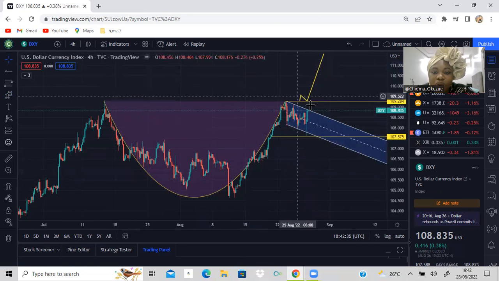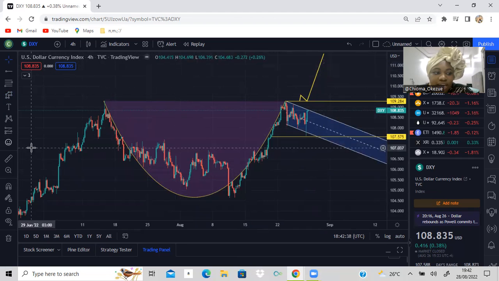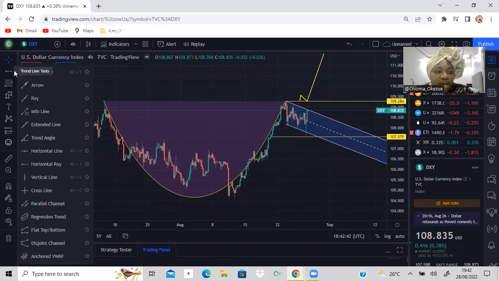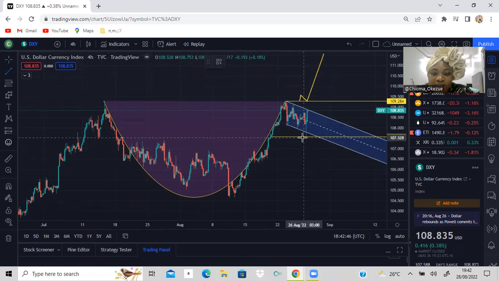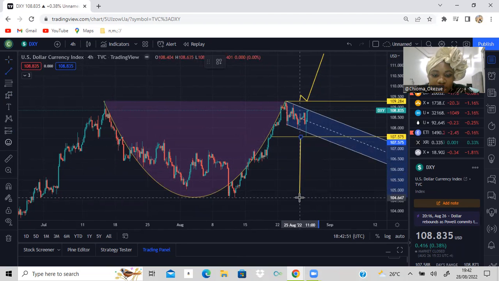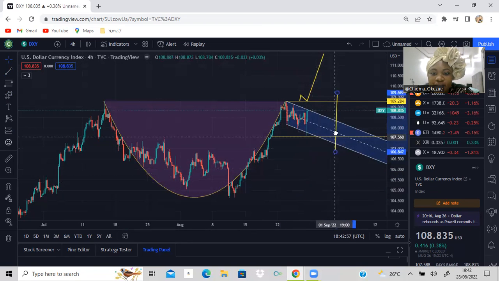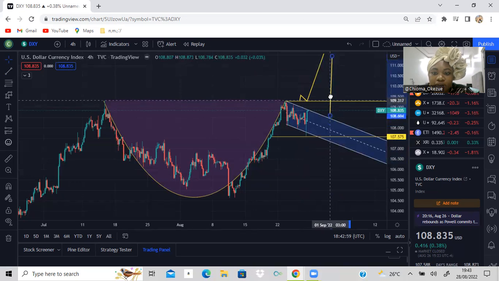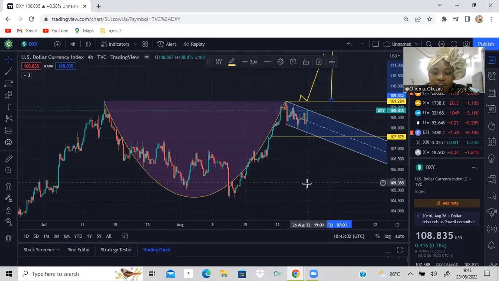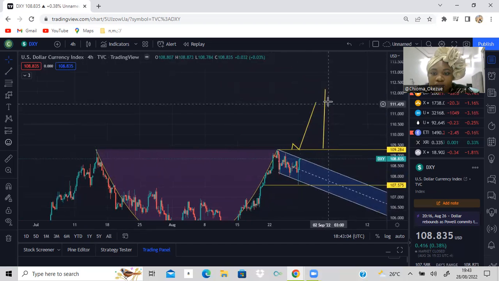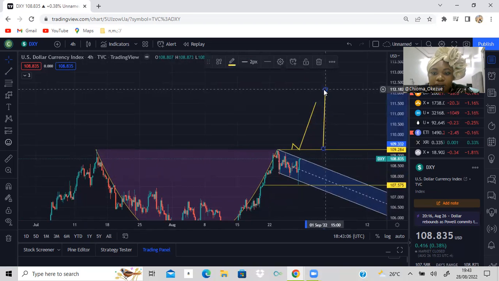So if this is what we believe will happen, how do we know where to take our TP? It's called a measured move. I'm repeating it. How do you measure the move? You pick your trend line from the handle to the bottom of the teacup, which is around here. You can take it here, that's fine. Take it like that and put it here. Then we know where we're taking our TP. So we're taking our TP around here.